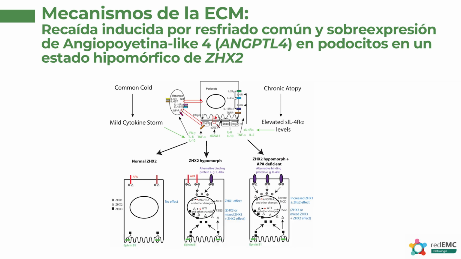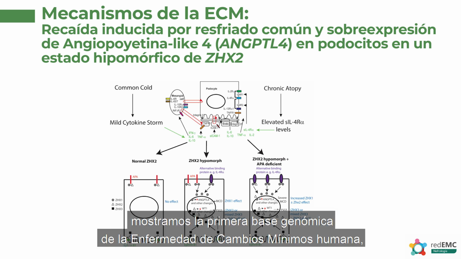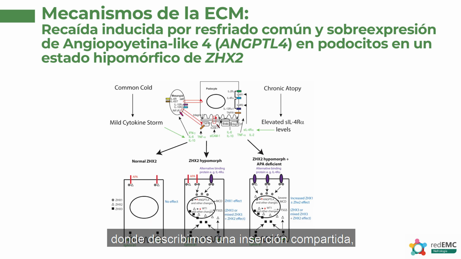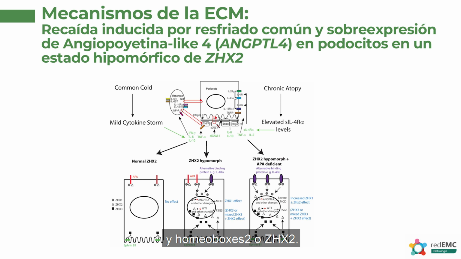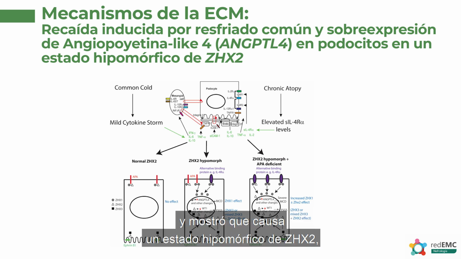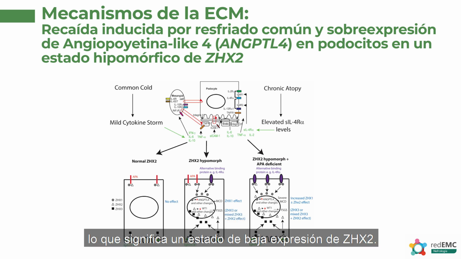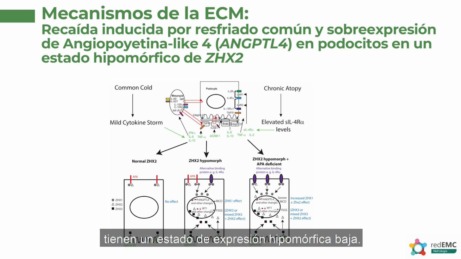and nephrotic syndrome. Fast forward to the 2023 study, and we showed the first genomic basis of human minimal change disease, where we described a shared insertion about 500,000 base pairs upstream of a gene called zinc fingers and homeoboxes 2, or ZHX2. This shared insertion was replicated using CRISPR-Cas9 in cultured podocytes and showed that it causes a ZHX2 hypomorph state, which means a low ZHX2 expression state. So patients with MCD and some patients with FSGS have a low hypomorph expression state.